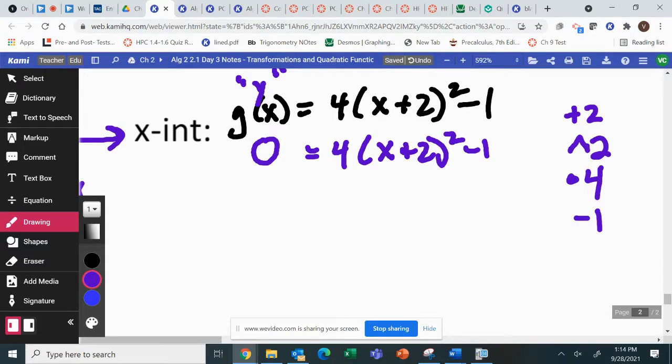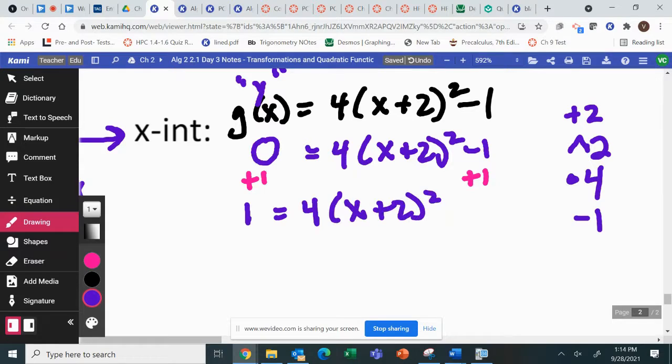So Hannah, what do I do first? First to get rid of 4. No, what's the last thing I do over here? It's going to be the first thing I'm going to get rid of. So how do I get rid of subtraction of 1? Add 1. So we'll have 1 equals 4 times (x plus 2) squared.